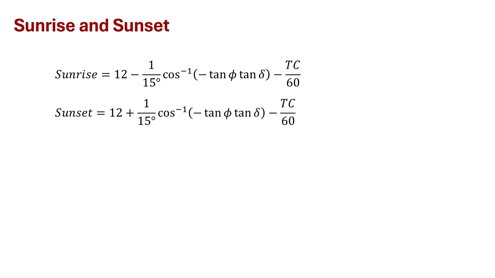Basically, sunrise will be 12 minus whatever omega s you calculated, where 12 is the noon time, and 12 plus omega s will give you the sunset time. You also need to apply the time correction depending upon the local situation, that is its lambda with respect to standard lambda. So, with respect to 12 noon, you add or subtract omega s.